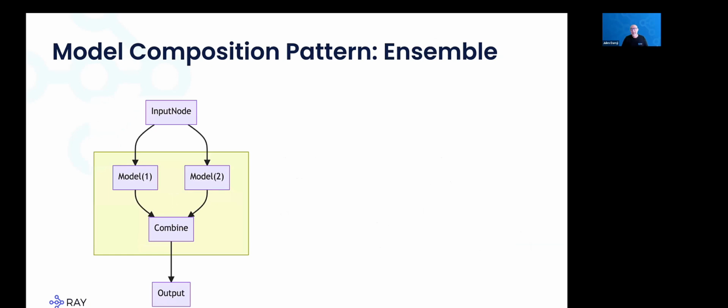And then finally, there is the ensemble pattern where you have an input that you broadcast to multiple models, and then each produces a particular output, which is then somehow combined by a combiner.